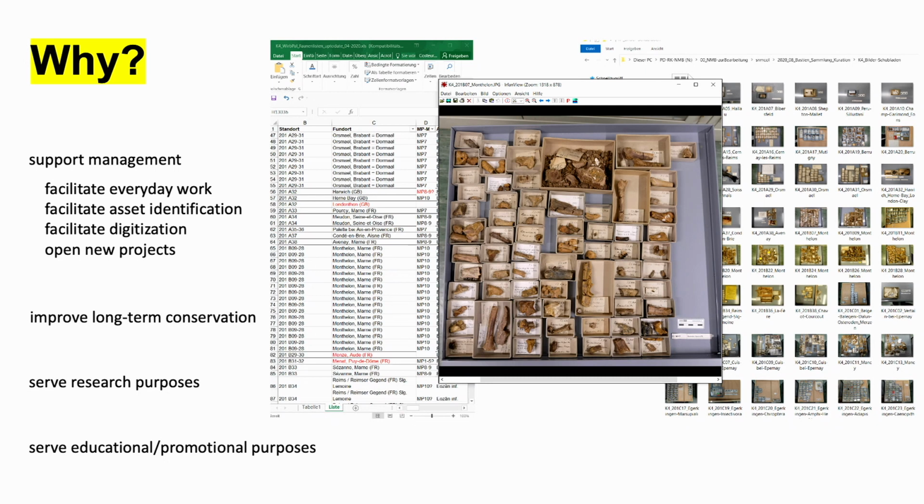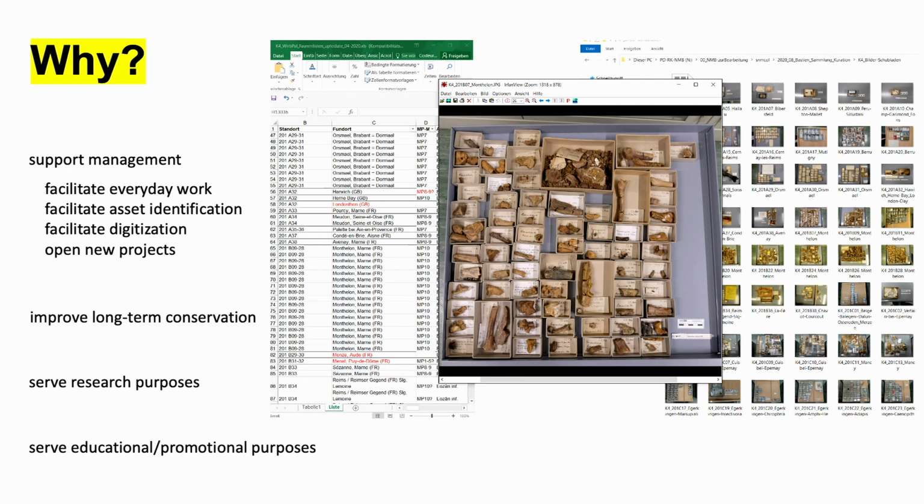It facilitates your everyday work. It facilitates identification. Maybe you run citizen science projects where you have people working on your collections, and it's nice to have pictures also. You have access to the labels and so on, depending on the collection unit you want to digitize. So it facilitates identification of the objects, of the specimens, and facilitates digitization. It opens new projects.